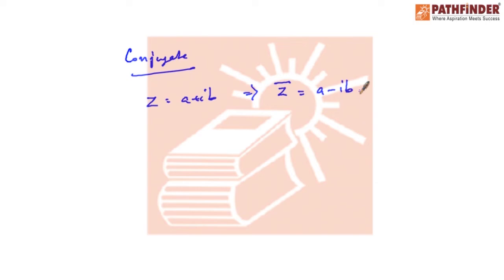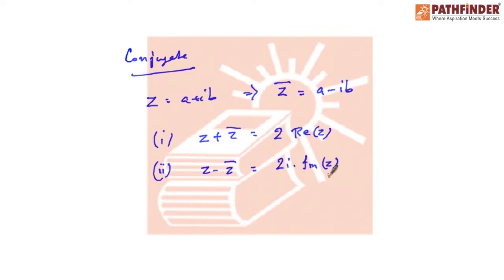Now we must keep in mind a few things: z plus z bar is equal to 2 times the real part of z. z minus z bar is equal to 2 iota times the imaginary part of z. And a very important property is z times z bar is equal to modulus z whole square, where modulus z is equal to root over a square plus b square, that is root over real part of z whole square plus imaginary part of z whole square. More about modulus very soon.